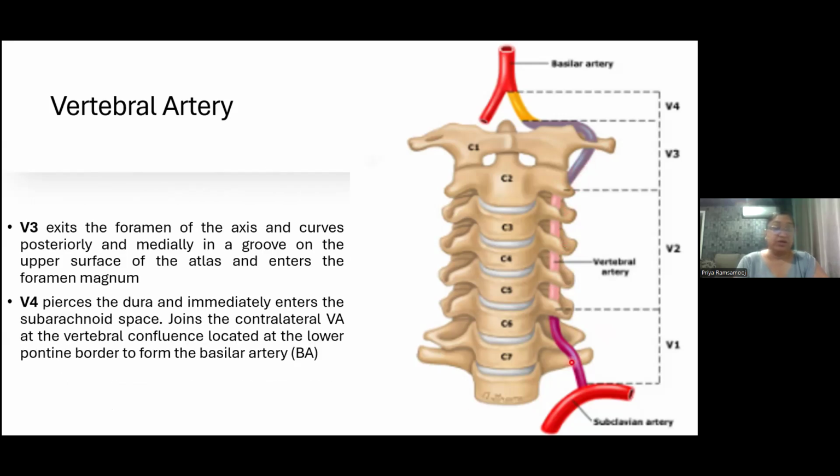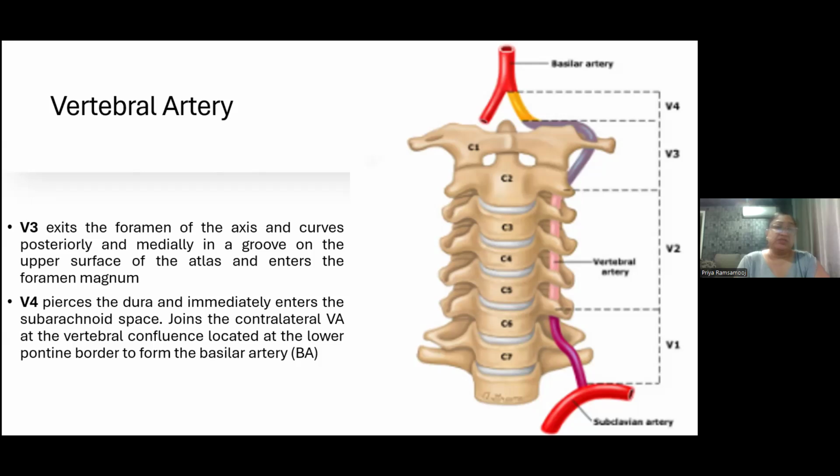So as we go along, once it gets here, it's going to exit this foramen of the axis and curve posteriorly and medially in a groove on the upper surface of the atlas and enter the foramen magnum. So importantly, at this point, V3 is extradural from the transverse foramen of the axis to the vertebral canal. It passes superior medially, as we would have mentioned, to that posterior arch of C1. It enters the spinal canal by piercing the posterior atlanto-occipital membrane and the spinal dura arachnoid to continue as V4, which is this yellow portion that we're seeing here.